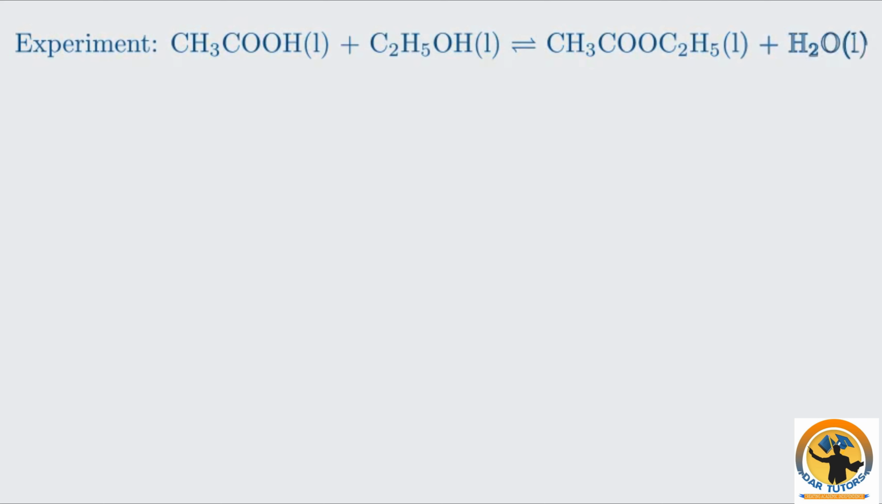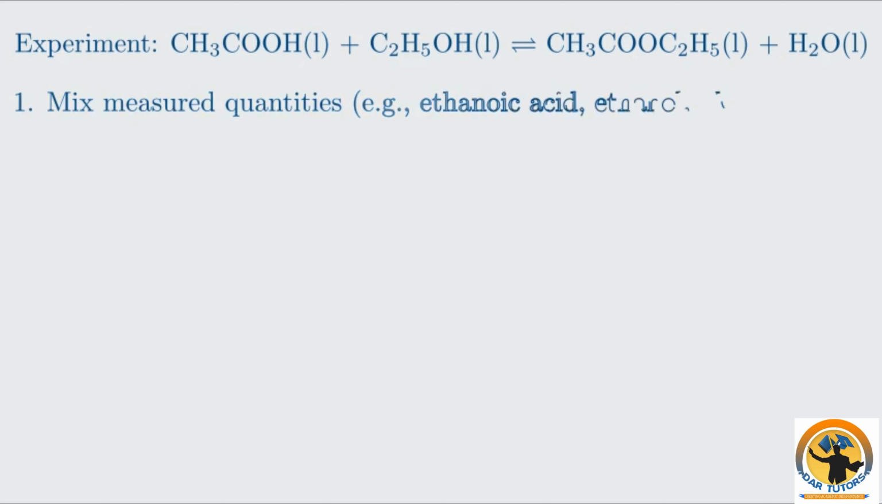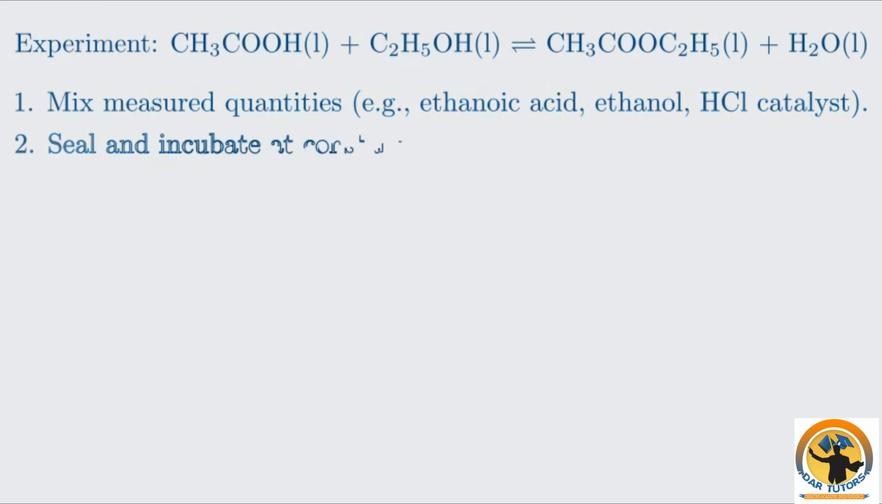We have seen how to define and write the equilibrium constant K, but how is K actually measured in a laboratory? Let's use a common example, the esterification of ethanoic acid with ethanol. The process begins by mixing precisely measured quantities of ethanoic acid and ethanol in a sealed flask, along with a catalyst like hydrochloric acid. It's then left at a constant temperature for 48 hours to ensure it reaches equilibrium.